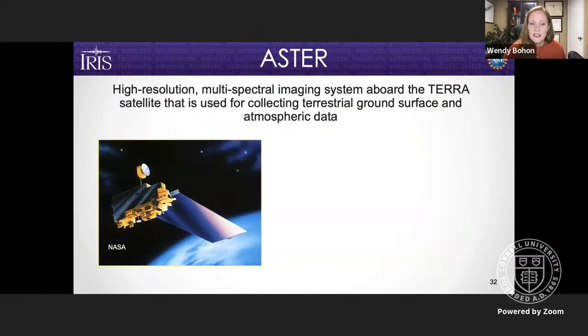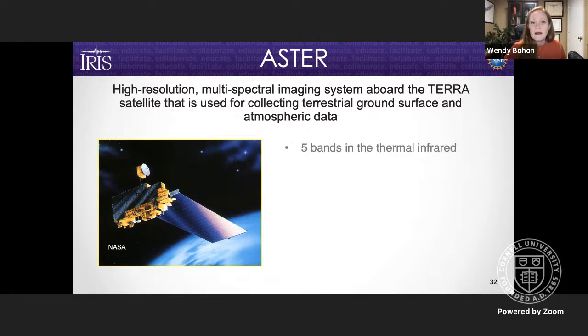I used the ASTER satellite, which is a high resolution multispectral imaging system that's aboard the Terra satellite. So this is my NASA overlap. I do have some NASA overlap. And it's used for collecting information about the ground and the atmosphere. I spent all my time trying to get rid of the atmosphere, so that part was annoying, but it tells you a lot about the ground surface.